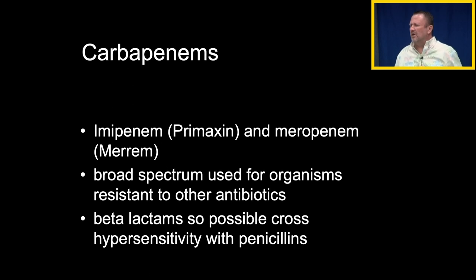The carbapenems are broad-spectrum antibiotics that are beta-lactam as well. Imipenem, which is Primaxin, and meropenem, which is Merrem, these are broad-spectrum beta-lactam antibiotics that are used for organisms that are resistant to the other antibiotics.